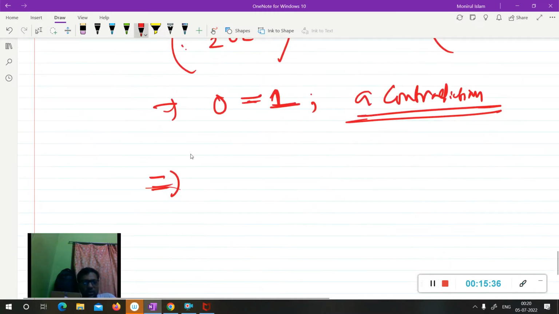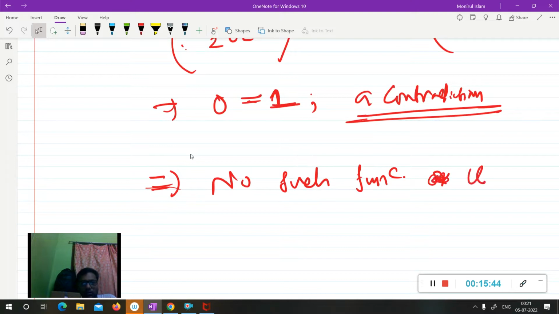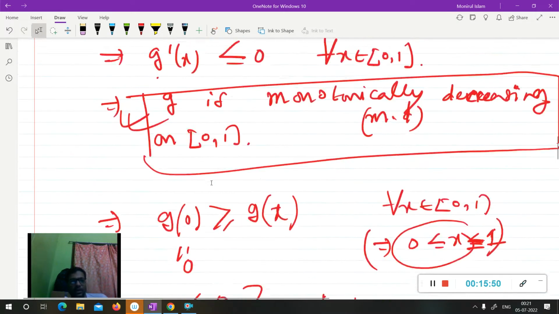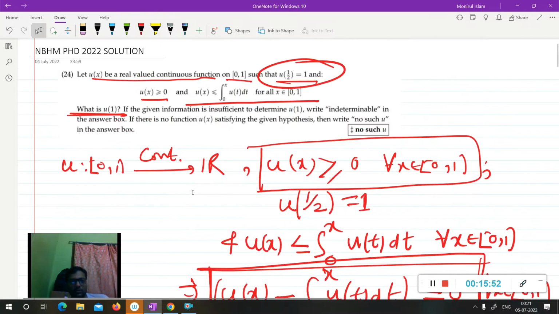So the answer will be no such function u. No such function u exists that satisfies the given condition. Hopefully the answer will be no such function. The official answer key will be no such function.